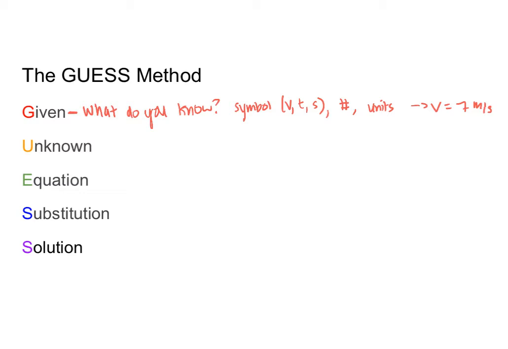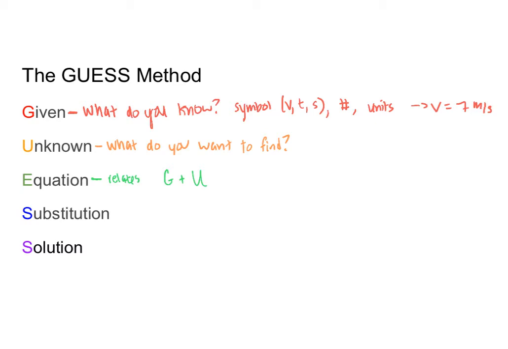Once you've listed out your givens, you are ready to write down your unknown. And that is going to be whatever variable you're trying to find. So your unknown isn't just anything you don't know. It's specifically what the question is asking you to find. Next, you're going to go ahead and write down your equation. And it's going to be the equation that relates your givens and your unknown.